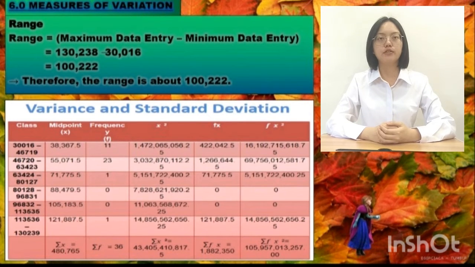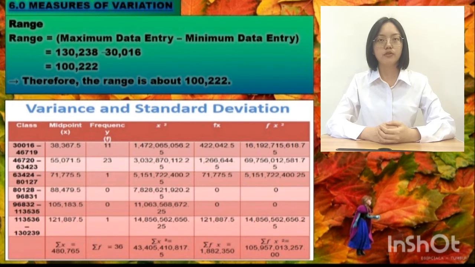Next, measure of variation. First, we calculate the range. The range is the difference between the highest and lowest values in a set of numbers. Therefore, the range is about 100,222. Then I will explain the variance and standard deviation.